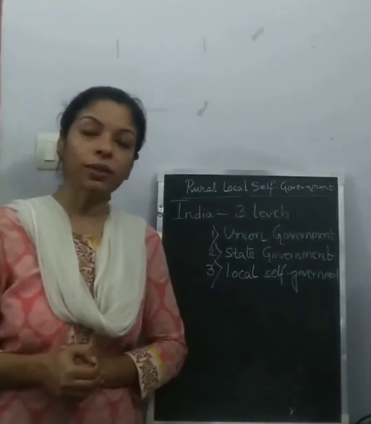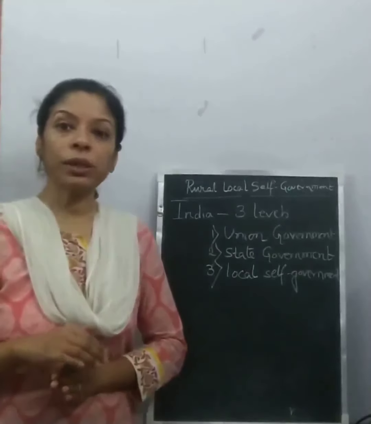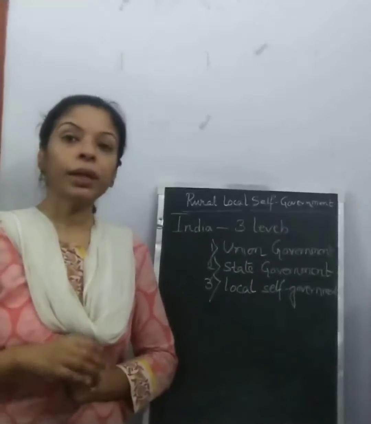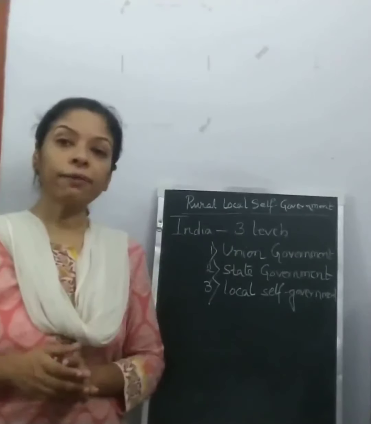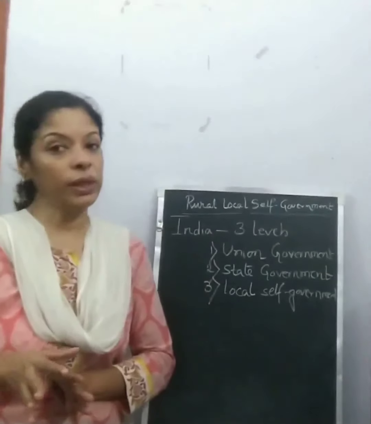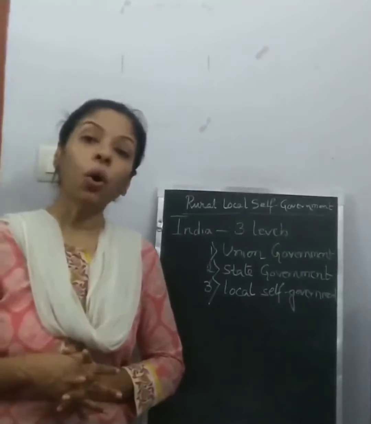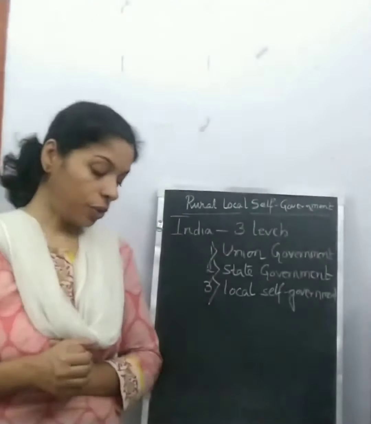Next we have the local self-government. The local self-government functions at the local levels. That is, it serves the people living in the cities, towns and villages. So local self-government looks after the people who are living in cities, towns and villages. The state government manages everything within that particular state, that is, all the cities, towns and villages within that state. And the union or central government looks after all the states in India. So that is how the government in India functions.